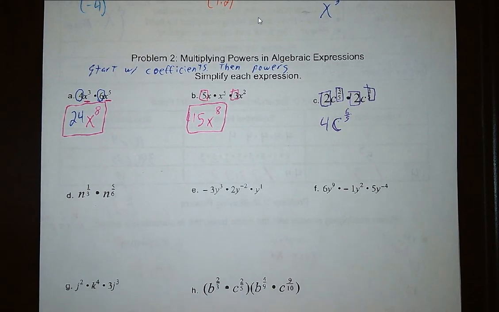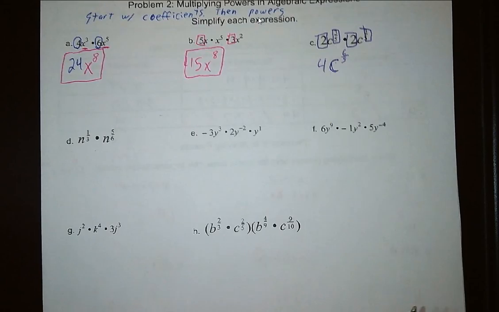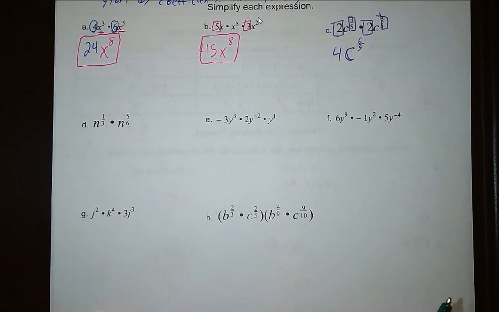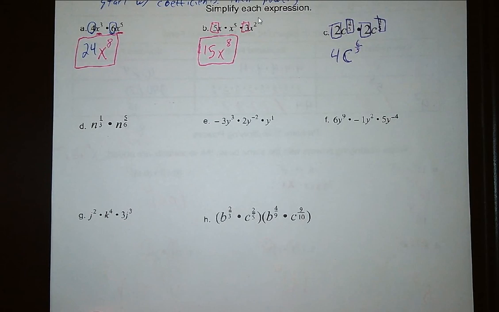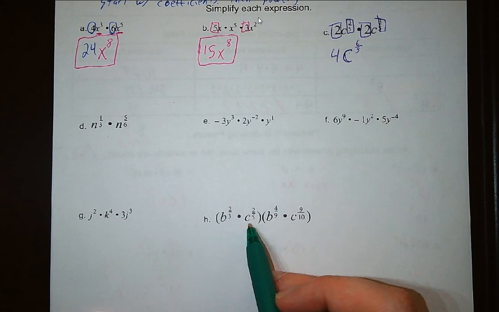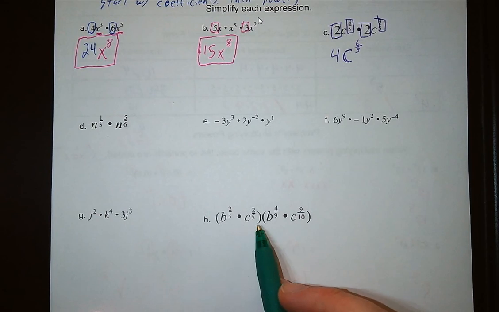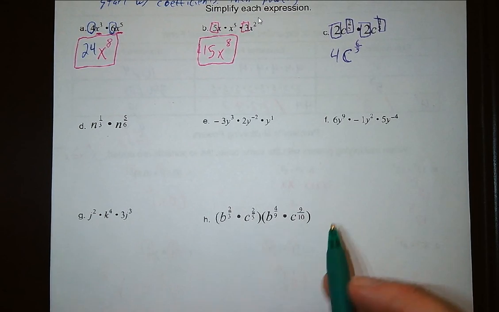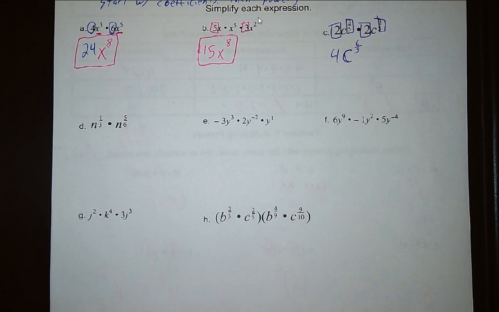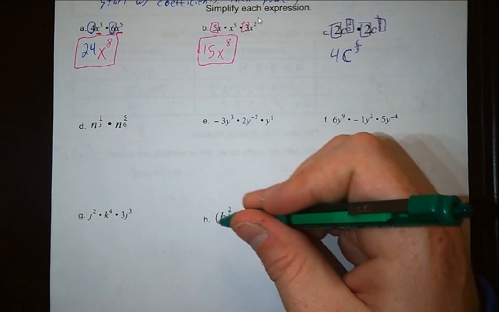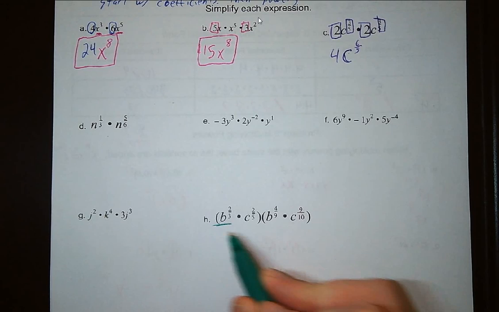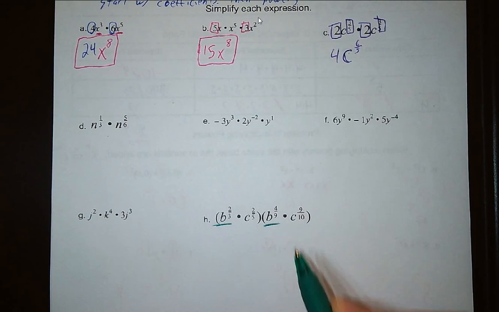Now I'm going to skip down to letter H because it looks a little bit different than all of the rest of them do. So I've got B's and C's, but they're in parentheses. But everything's being multiplied. Two parentheses next to each other just means we're multiplying. So four terms being multiplied. Let's look at our items that have the same base. So I have B to the 2/3 there, B to the 4/9 there.